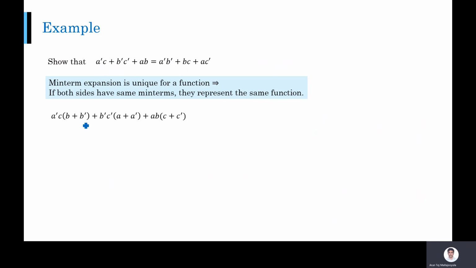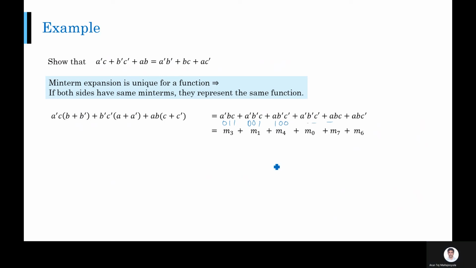So a, b, c. Here b is missing, so I will put b plus b dash. Here a is missing, a plus a dash. Here c is missing, c plus c dash. So I got all the min terms. This is 0, 0, 1, 1, 0, 0, and so on.